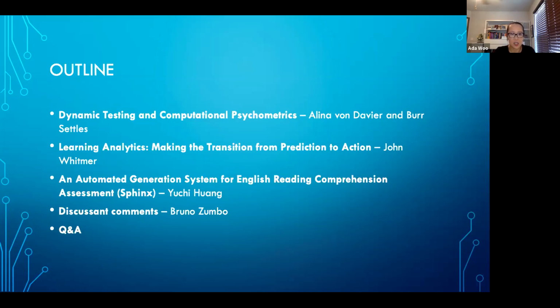And then Yuqi Huang is going to talk about the project his team worked on, automated generation for English reading comprehension assessment. The system is called Sphinx. And then we'll hear from Bruno Zumbo on his comments as discussant. We will save quite a bit of time for Q&A.